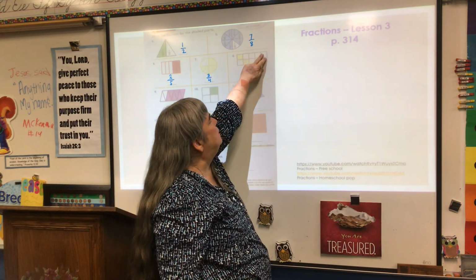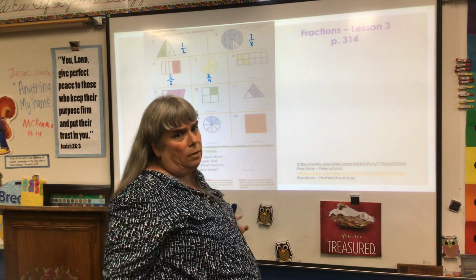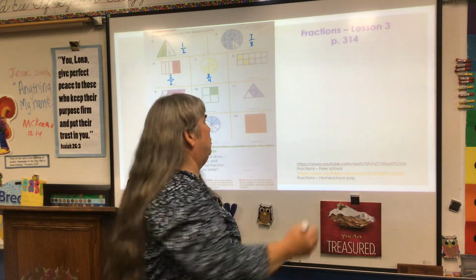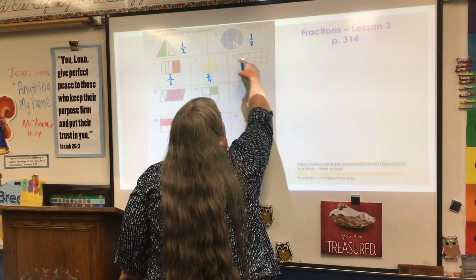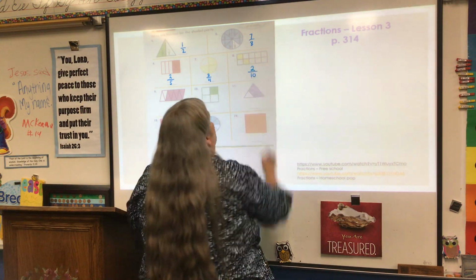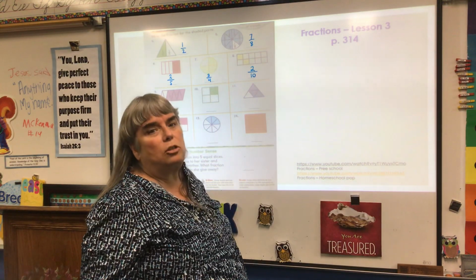2, 4, 6, 8, 10. So it doesn't matter if the shaded parts are right next to each other or not. You still have tenths. And I have 2 that are shaded. So that makes that 2/10.